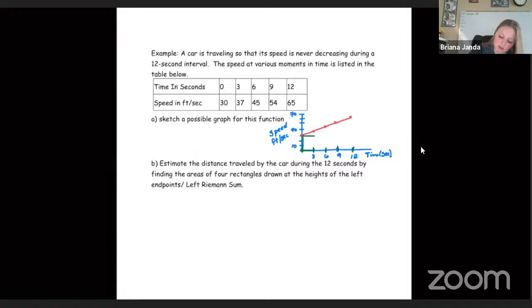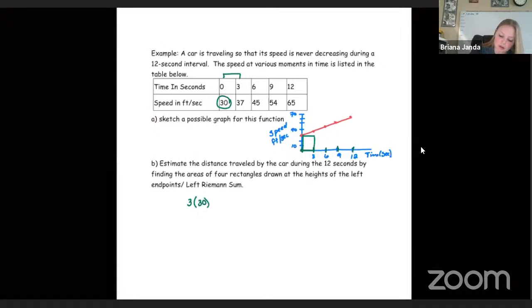Again, if you like the visual, go ahead and draw that in your picture. But that would be the rectangle that's going from 0 to 3, has a base of 3, and we're going to use the left end of that as our height. So a base of 3 and a height of 30.